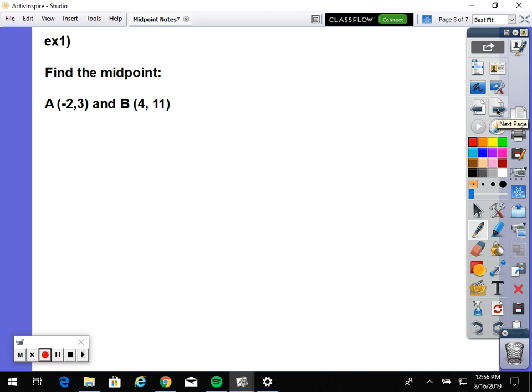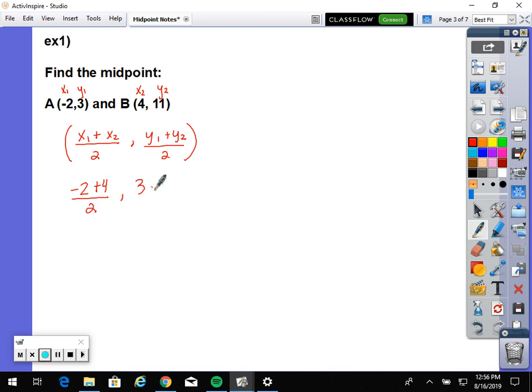So the first example is just find the midpoint. So we're going to use our exact midpoint formula. I'm going to take x1 plus x2 and divide by 2, and I'm going to take y1 and y2 and divide by 2. I like to label these x1, y1, x2, y2 so I don't get them mixed up. So my x1 is -2, my x2 is +4, and I'm going to add those together and then divide by 2. My y1 is 3 and my y2 is 11, and again, I'm going to add those together and divide by 2.